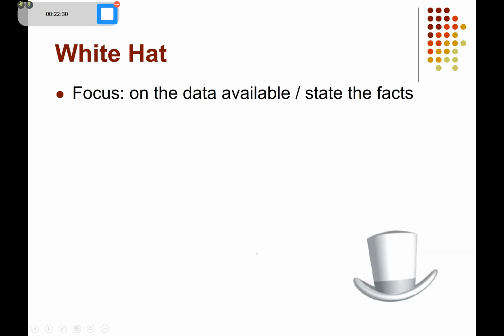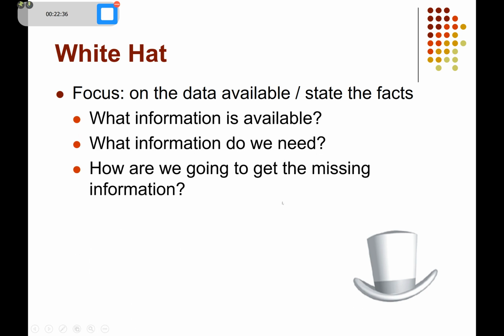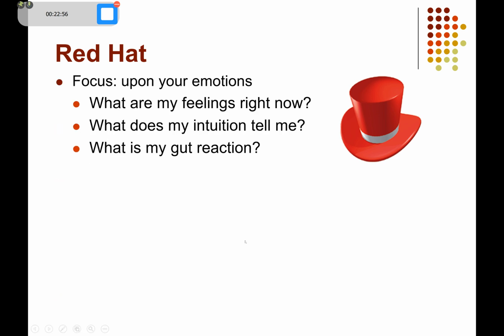So the white hat focuses on the data available and looks at the facts. What information do we have? What information do we need? And how are we going to get the missing information? So again, you're looking at what do we know currently, what do we need to know, what information do we need, and how do we get that? So nice and straightforward.